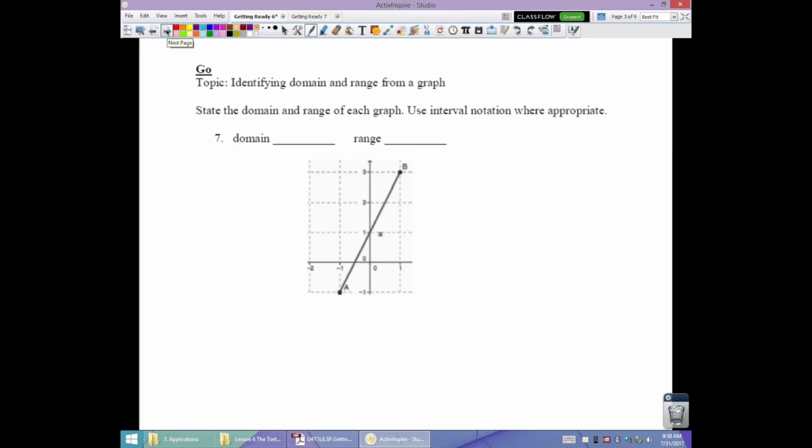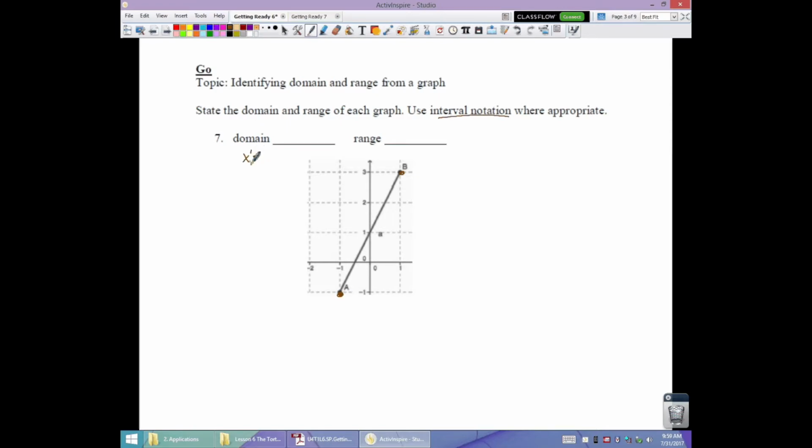All right, now we're going to start choosing some domain and range. Remember, sometimes we list points, sometimes we use interval notation. So in number 7, we have a piece of a line here. It does have endpoints at point A and point B. So the domain and range start and stop at certain places. They do not continue beyond what we see.